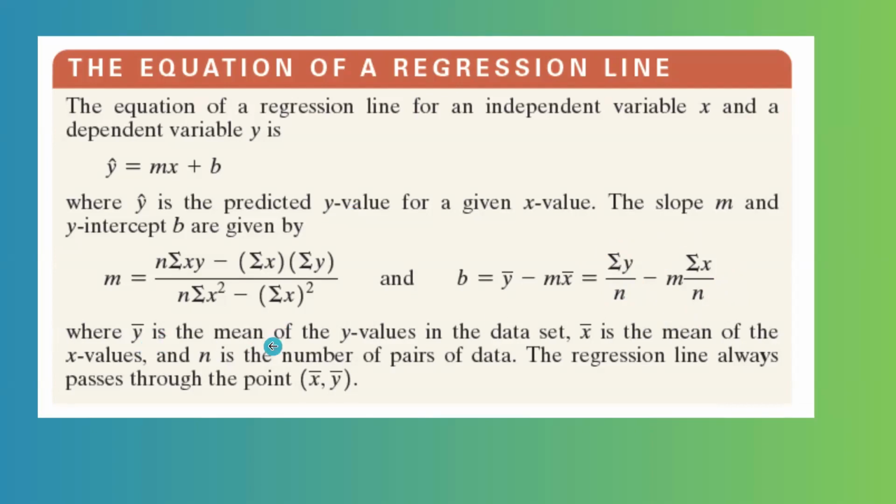y bar is the mean of the y values in the data set, x bar is the mean of the x values, and n is the number of pairs of data. Then the regression line always passes through the point x bar, y bar.